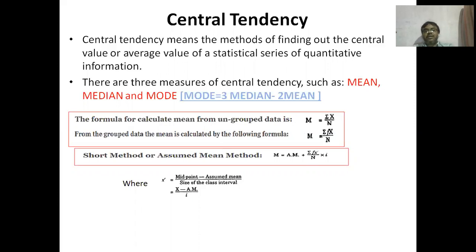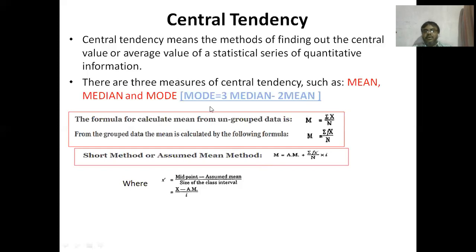So let us start with the first topic called central tendency. Central tendency basically means finding the central value of statistical quantitative information, or you can say the average value. There are three main measuring parameters of the central tendency: mean, median, and mode. And the relationship between these three is mode is equal to 3 median minus 2 mean. That is the formula. So let us start with the first one, called mean.